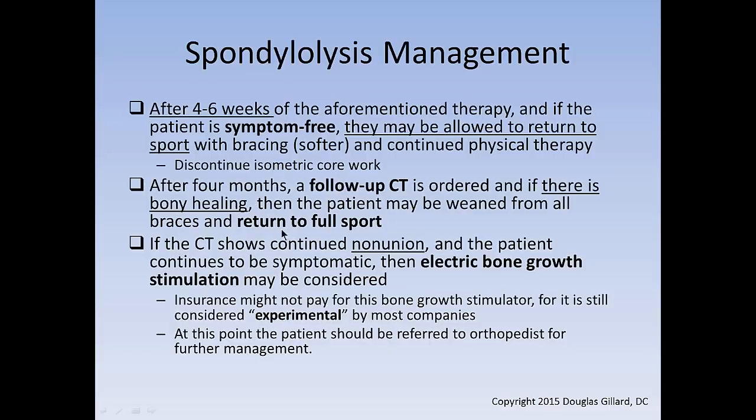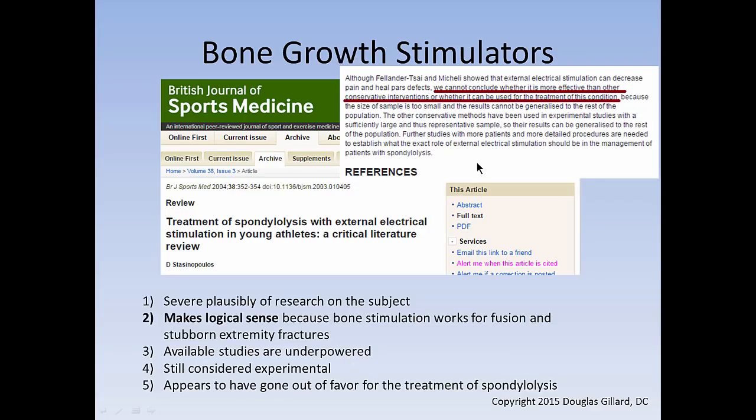But wean the patient off the brace and return them to full sport and see what happens. Now, if the CT, however, shows non-union, and I would assume the patient would be symptomatic here, and the patient continues to be symptomatic with non-union, then you're in trouble. This is controversial. They used to use electric bone stimulators, which work with fusion. So I don't see why they wouldn't work in this condition. Insurances are still dragging their feet on this. So here's some research on it.